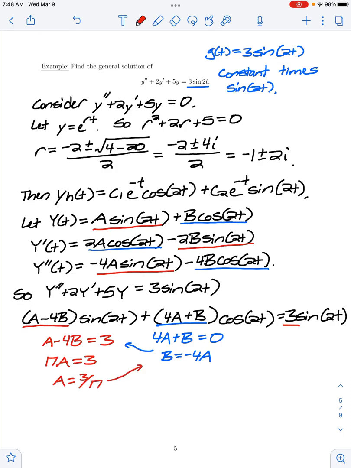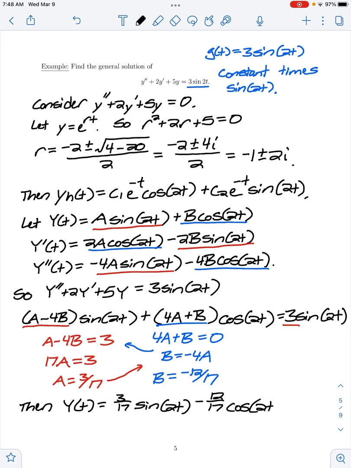Then substituting this into our b expression, b is equal to negative 4 times a, so negative 12 over 17. And therefore, our particular solution, capital Y of t, is given by a, which was 3/17 sine of 2t, plus b, which was negative 12/17 cosine of 2t.